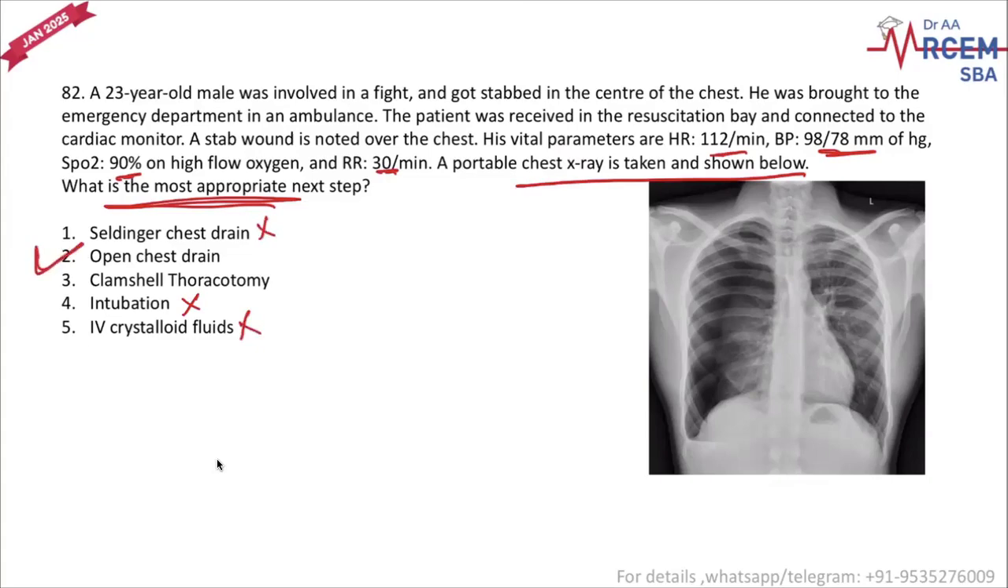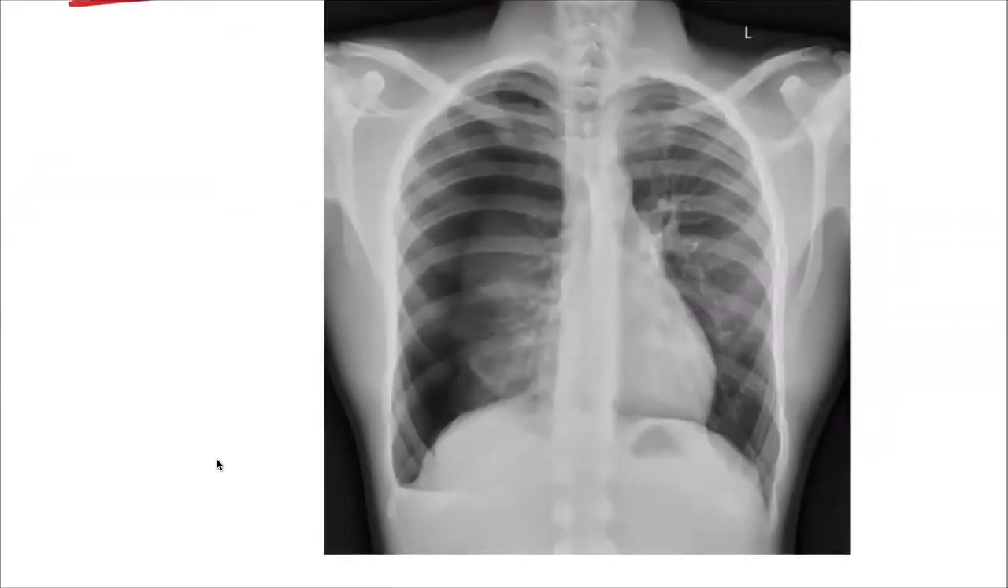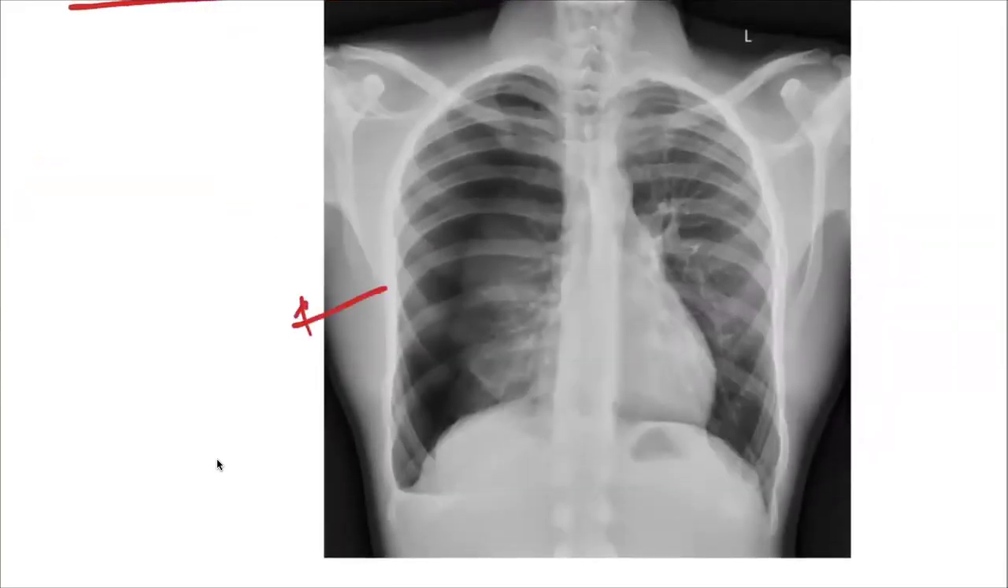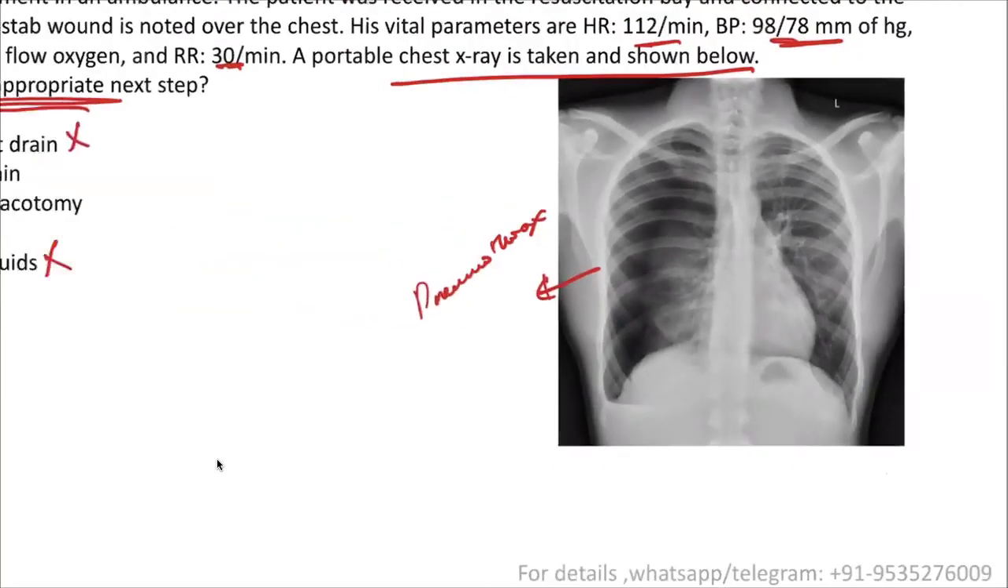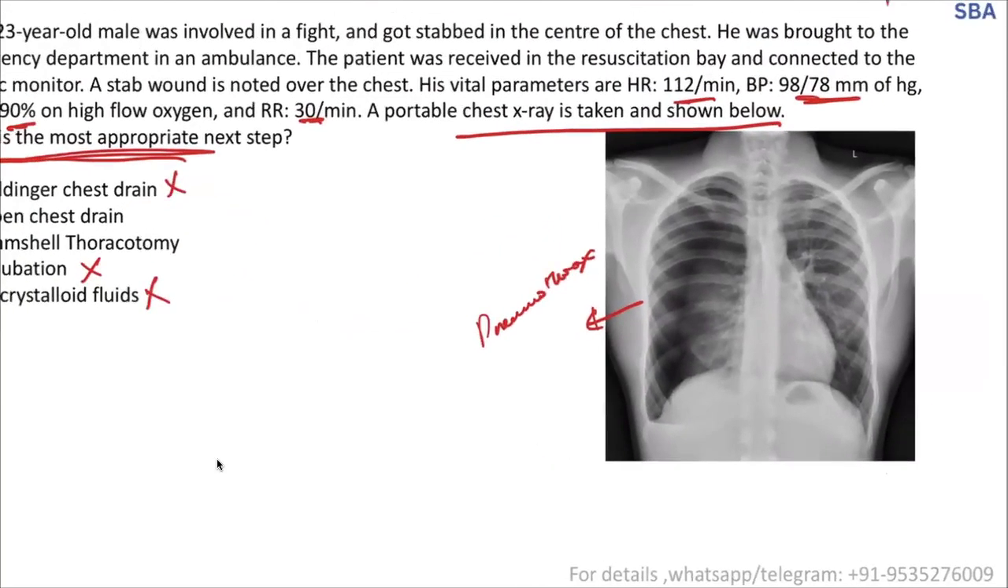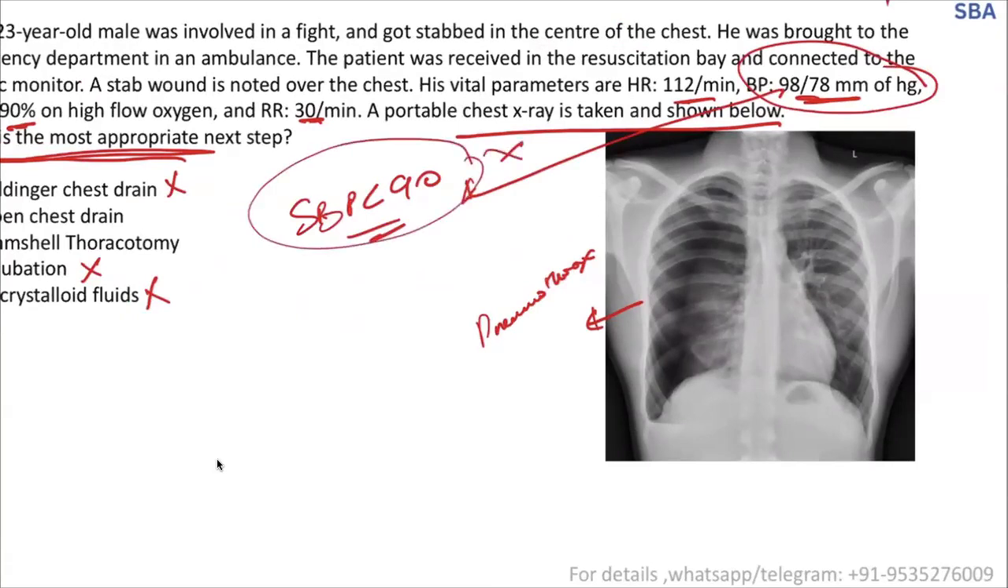Let's break it down and see what we are having on this one. This is a pneumothorax. Whenever we have a pneumothorax, we need to see whether it is in tension or not. The main thing we look at is the blood pressure. If the systolic blood pressure is less than 90, then it is a tension pneumothorax. If not, it is not. This is not a tension pneumothorax. It's just a traumatic pneumothorax that you are having.